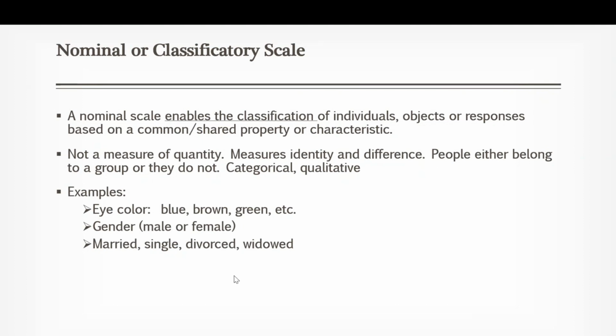Examples: eye color. Suppose I divide your batch based on eye color. Some are blue, brown, green, etc. Gender, male or female. Then married, single, divorced, widowed. So it is just a classification. You are classifying that particular group based on certain common characteristics. And when you classify based on certain characteristics, it becomes your nominal or classificatory scale. OK, are there any doubts?